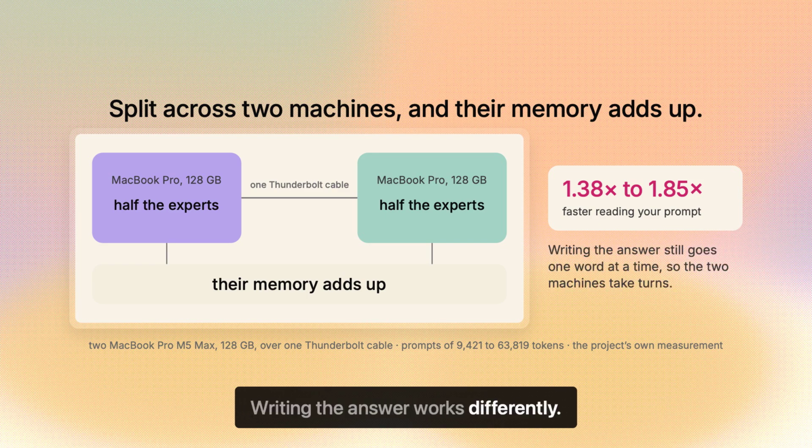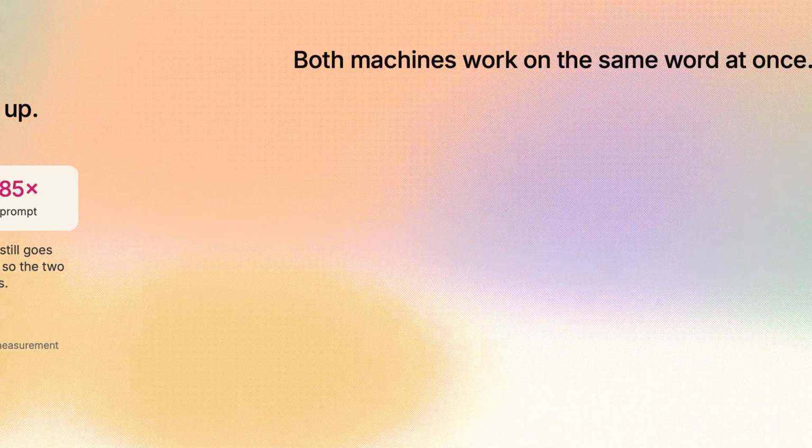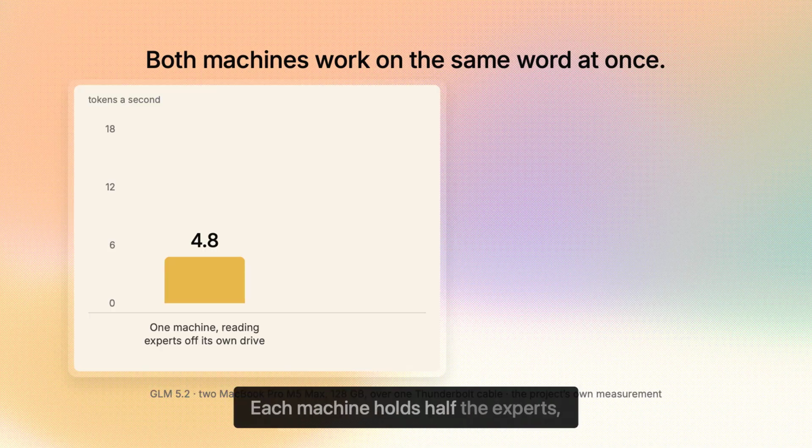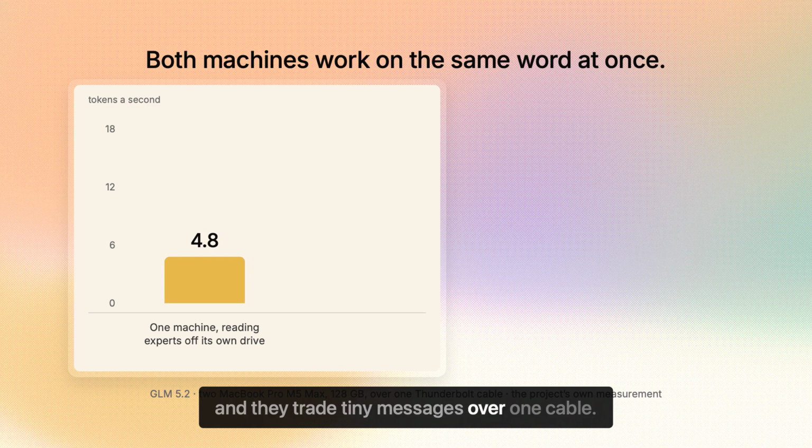Writing the answer works differently. Each word waits on the word before it, so the 2 machines have to take turns. There is a second way to split, and here both machines work on the same word at the same time. Each machine holds half the experts, and they trade tiny messages over 1 cable.